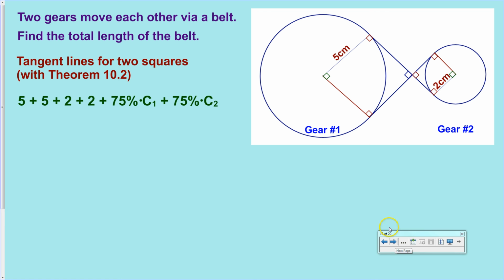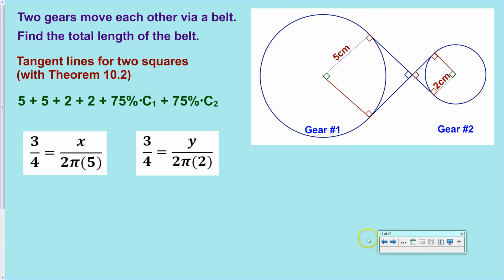So we need to set up a proportion that's going to allow us to calculate the arc length on gear 1 and the arc length on gear 2. See if you can set those up. Those two equations look like this. For the big gear, gear number 1, we have a radius of 5, and we want 3/4 of the way around it. So this is our circumference as a whole, and we want the 3/4 piece of it, or the 75% of it. You could replace this 3/4 with 0.75 if you like. Over here we have a radius of 2. It's almost identical. Cross products and solve. You get 15 pi over 2 here and 3 pi here.